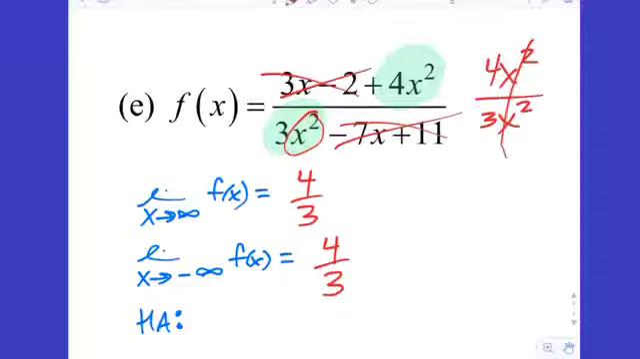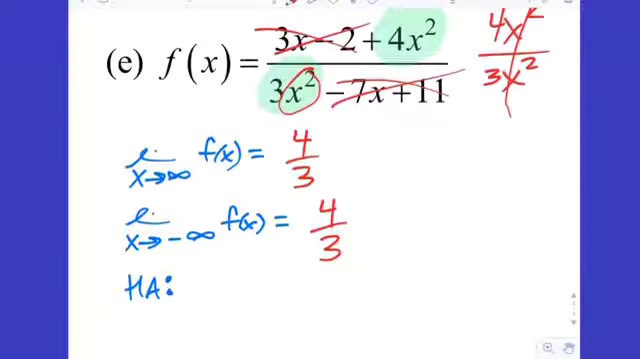Everything else is practically 0, and because they're going to the same type of infinity, infinity squared over infinity squared, they're going to divide each other out, and you're just left with the leading coefficient over the leading coefficient. Do we have a horizontal asymptote then? Yes, at y equals 4/3.